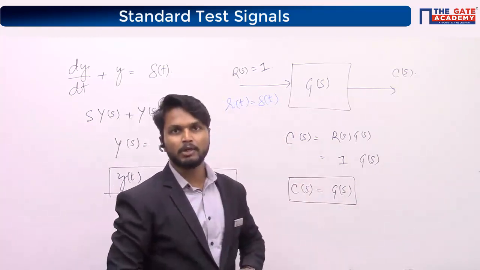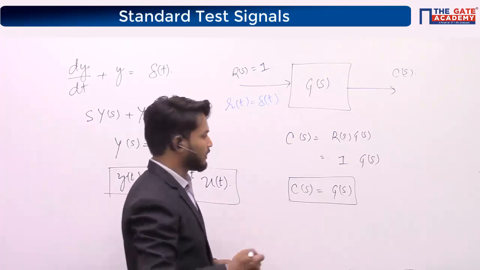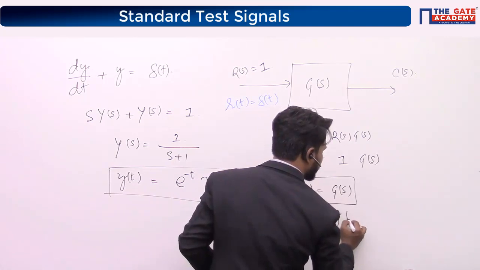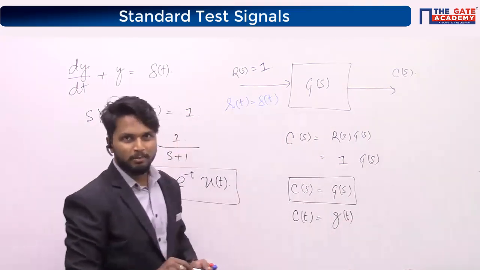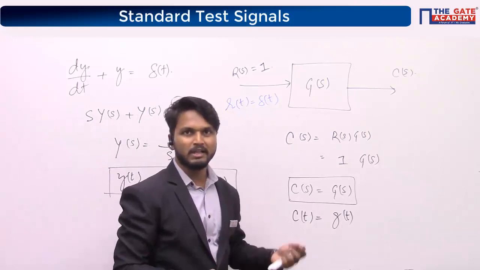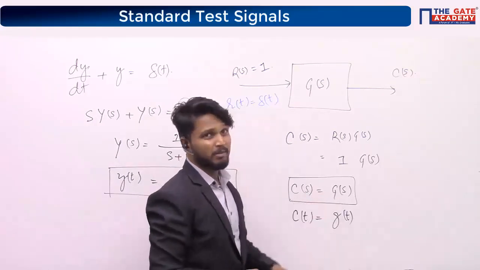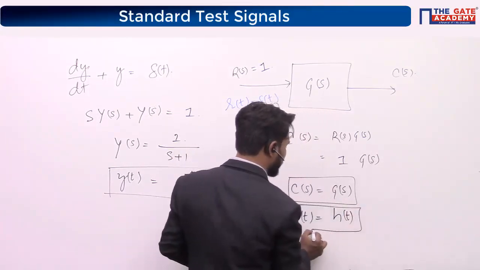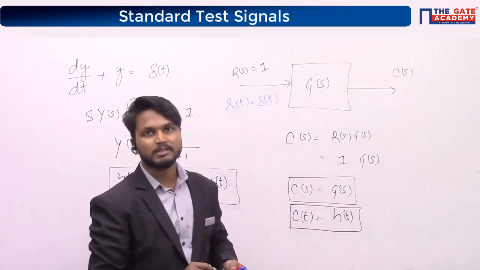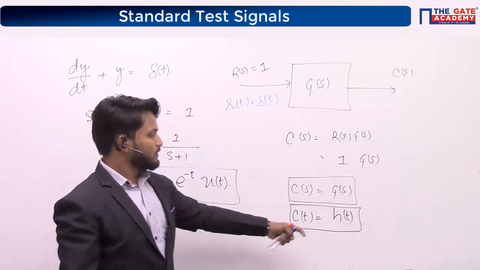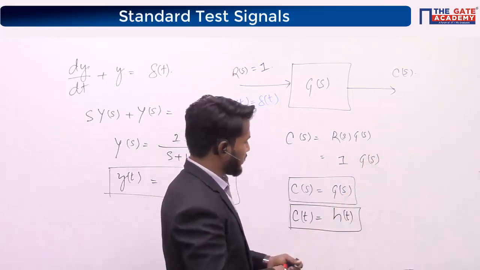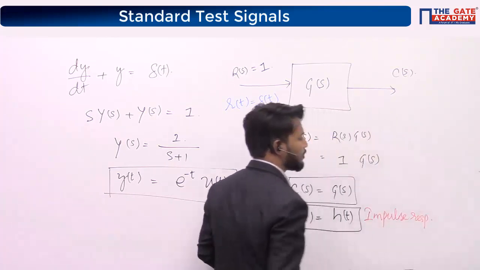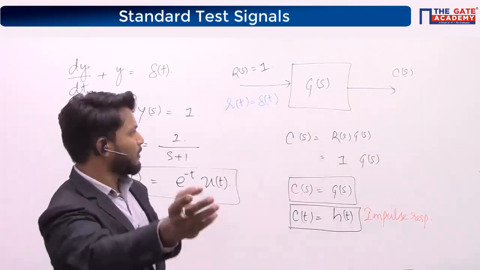C of s is equal to g of s straight away, right? So c of t is equal to what? You can say it is g of t. We don't represent impulse response by g of t. We generally represent inverse Laplace of g of s with h of t. You might have seen this in signals. We generally represent inverse Laplace of the system's transfer function with h of t, right? So h of t is what is called the impulse response of your system. Impulse response, isn't it? Obviously clear from this.